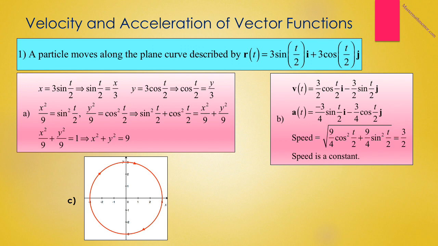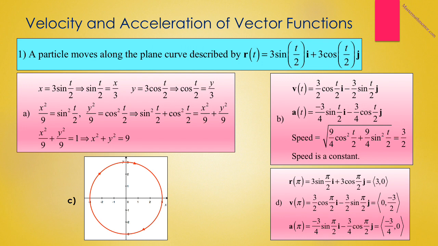The speed will be the square root of 9/4 cosine squared of t over 2 plus 9/4 sine squared t over 2, which is exactly equal to 9/4 times cosine squared plus sine squared, which is 1, and the square root of 9/4 is 3/2. So as our particle moves around the circle, the speed is constant. We are not speeding up, we're not slowing down.